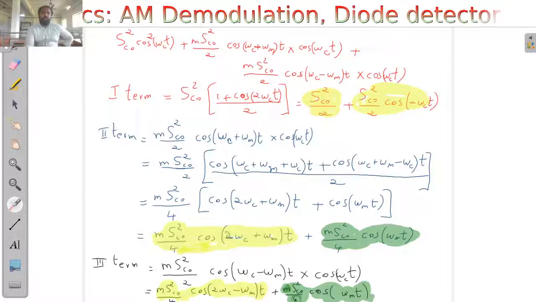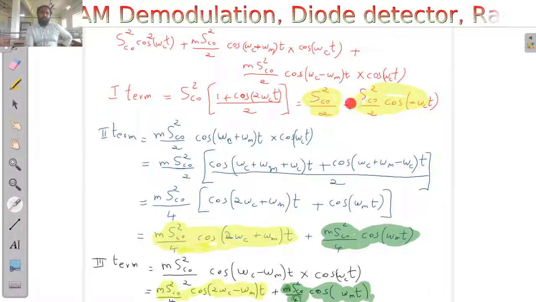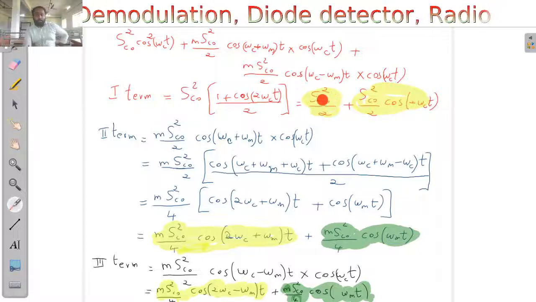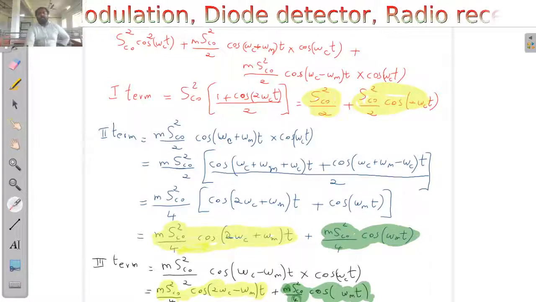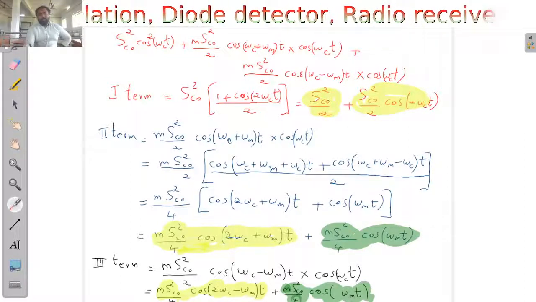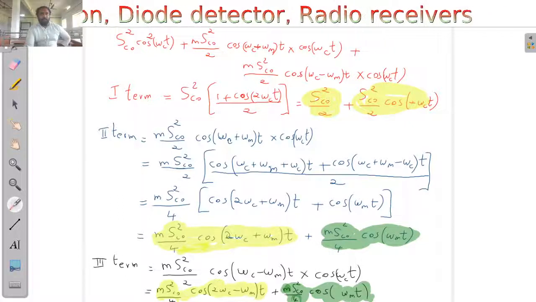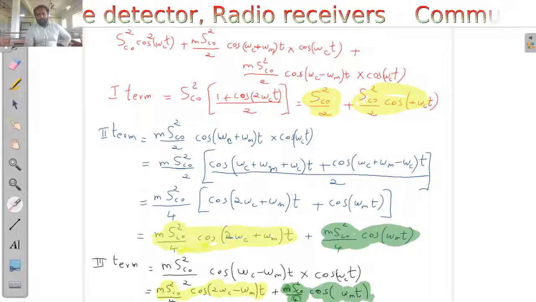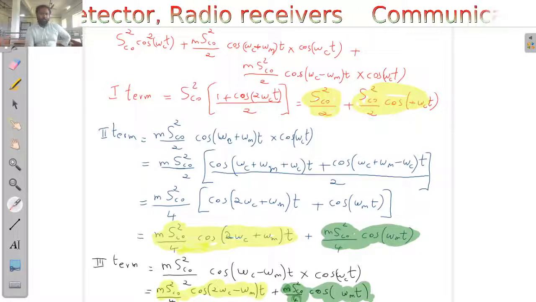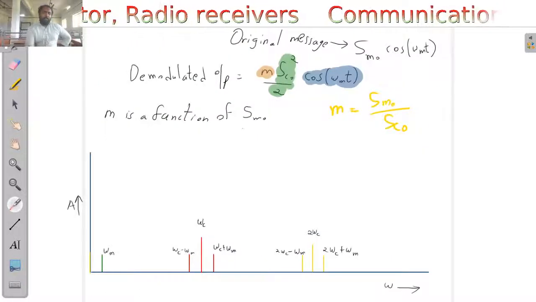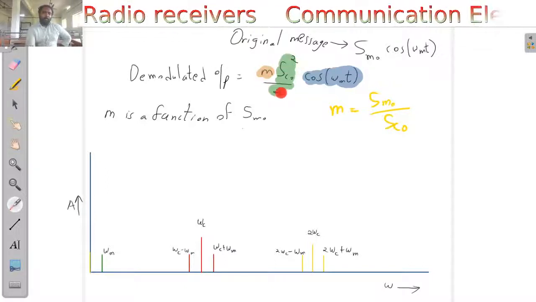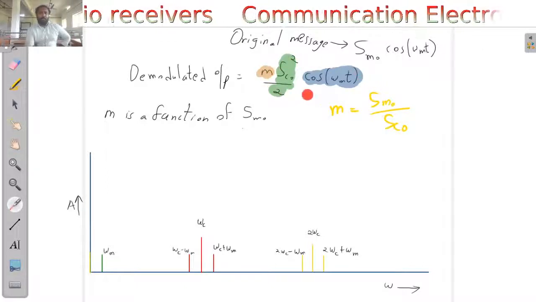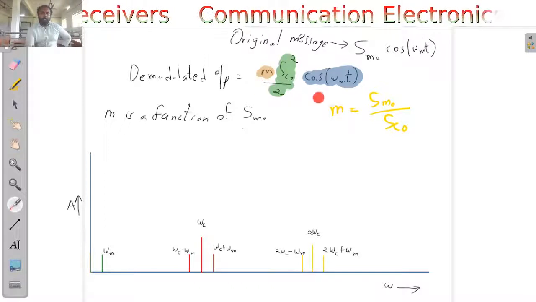So the thing is, these yellow colored terms should be removed. And what we do for that is we will be using a filter which gives out only the green color terms and will be rejecting all the yellow color terms. Okay, so what we obtain at the output will be this one. After filtering, you will be getting an output like this.